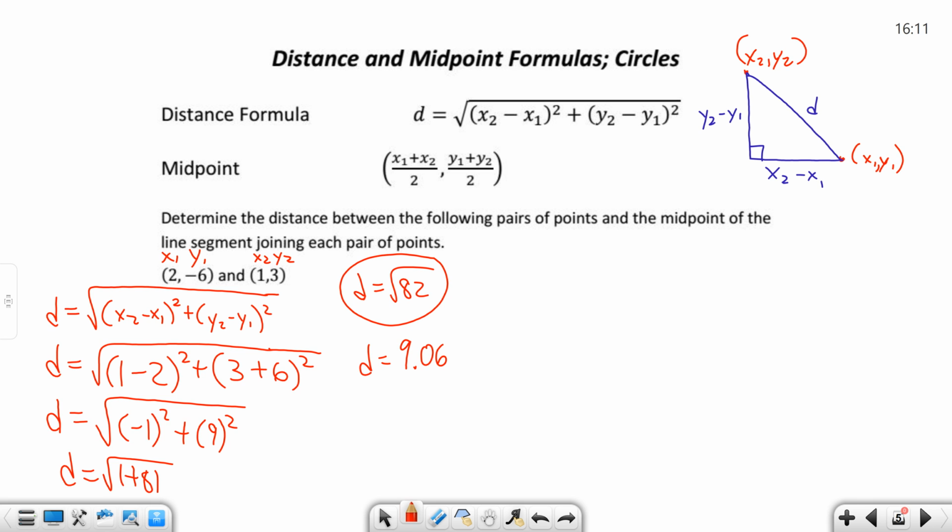I want you to give me the square root of 82. But I want you to know in your mind, that's a little bit bigger than 9. All right? Don't be telling me that's 17 or 3. All right?